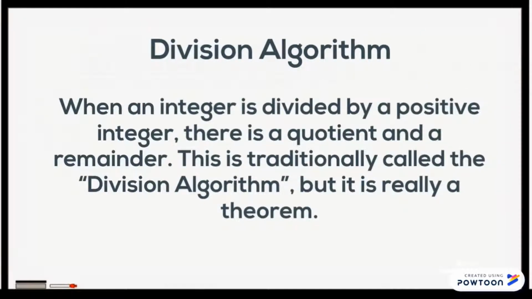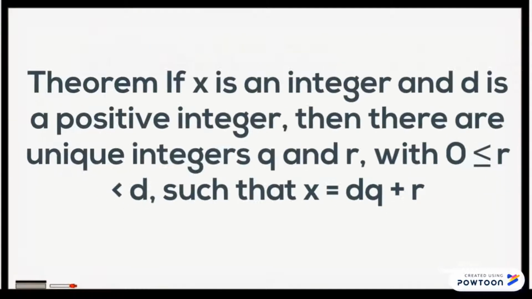When an integer is divided by a positive integer, there is a quotient and a remainder. This is traditionally called the division algorithm, but it is really a theorem. Theorem: if x is an integer and d is a positive integer, then there are unique integers q and r, with 0 ≤ r < d, such that x = dq + r.